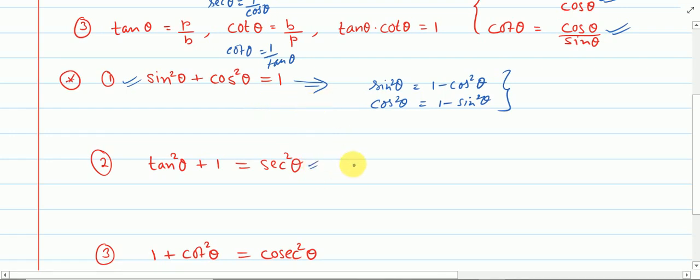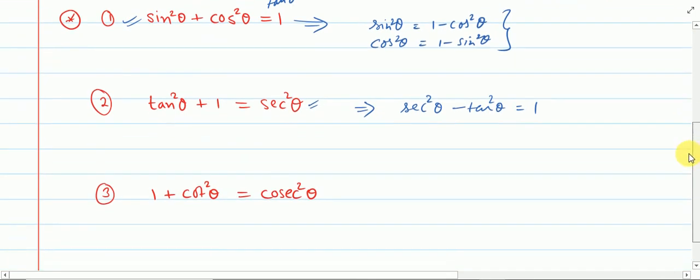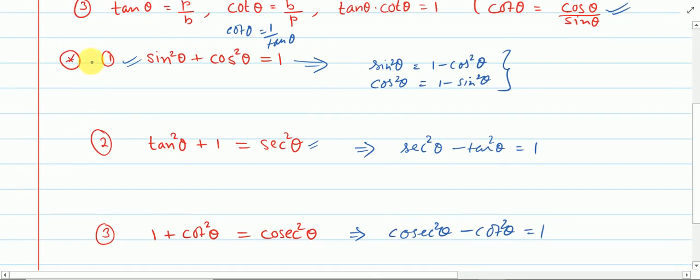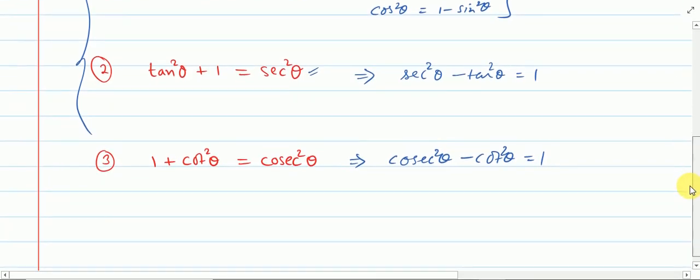Now from this, if you want to write, then you can write sec square theta minus tan square theta equal to 1. And from here you can write cosec square theta minus cot square theta equal to 1. So once you remember these three, then this can be obtained from them. So this was simply recapitulation.